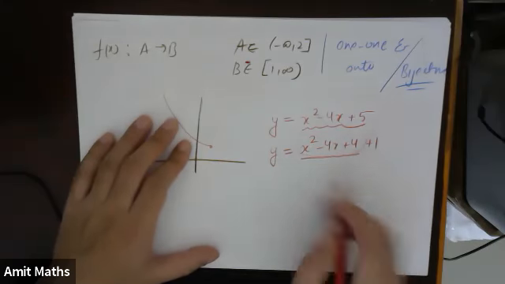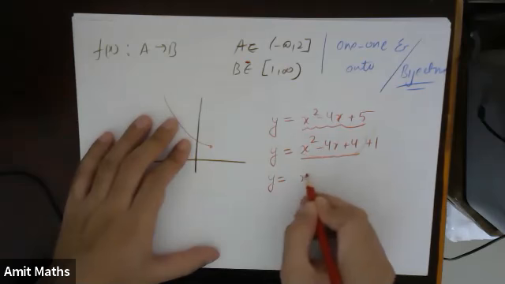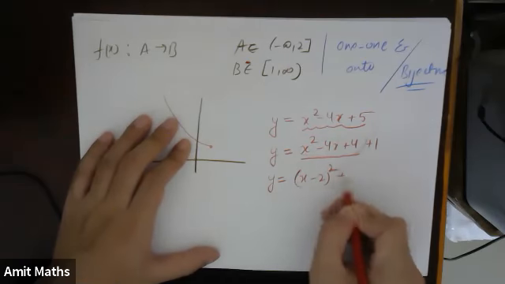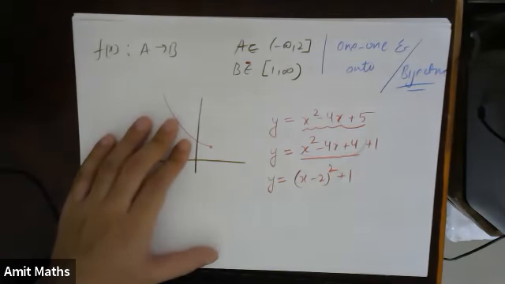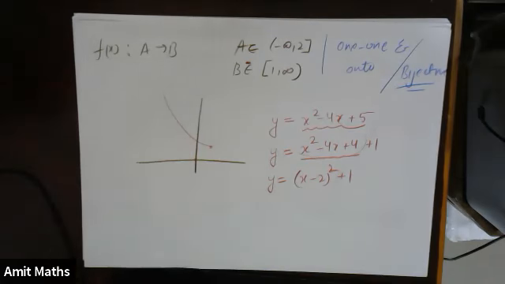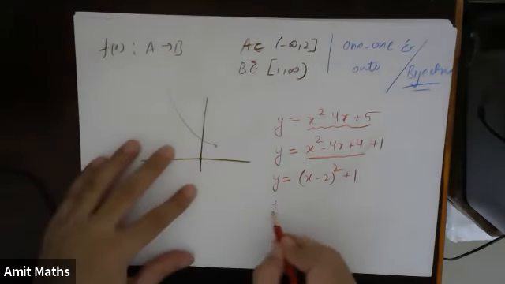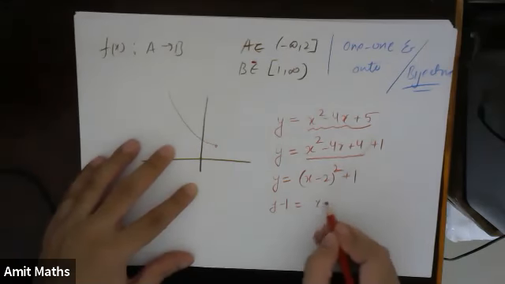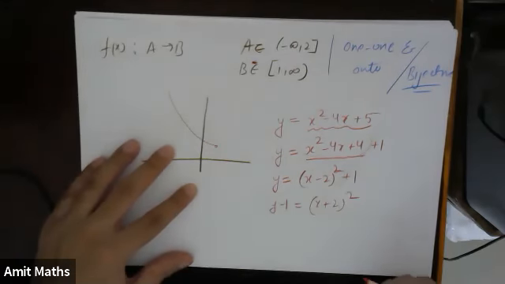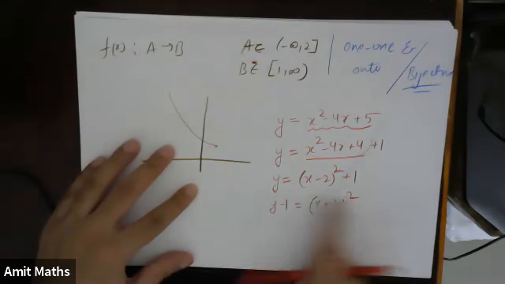Is a perfect square. So this becomes y is equals to x minus 2 whole square plus 1. As soon as I write this, you understand what I do next. I will take 1 on this side. So this will become y minus 1 is equals to x minus 2 whole square. If I write this as this thing, I can take under root.